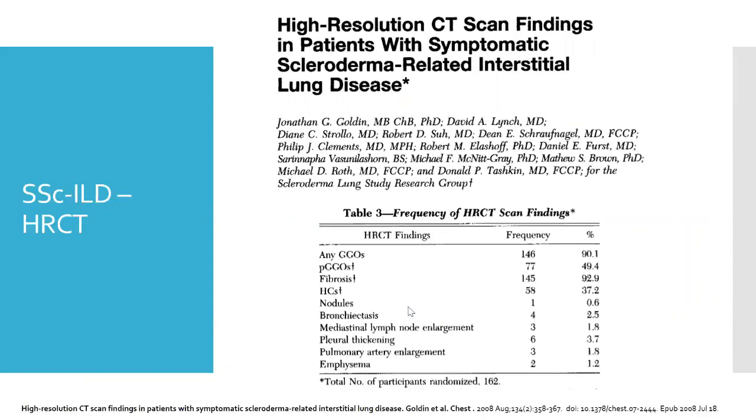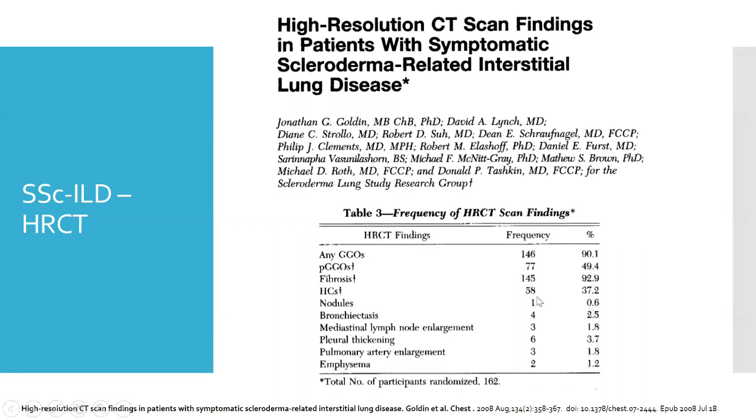This is a little bit of an older study, published in Chest. What they basically did was look at scleroderma patients within the SLS study, and ask what high resolution CAT scan findings we could see. The most common one was either any ground glass opacities or presence of fibrosis. Almost 90% of patients had any of these.